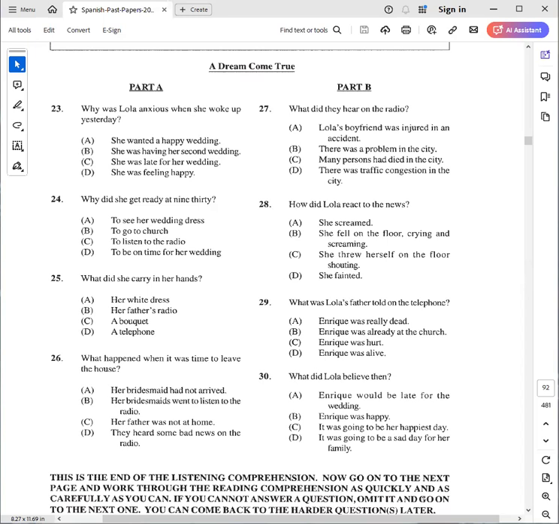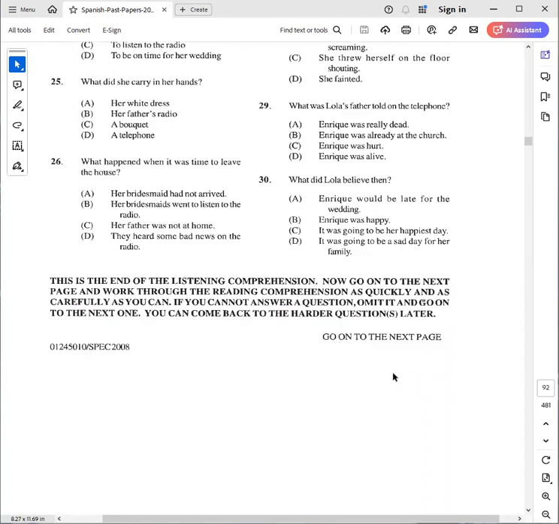So that's a rough translation, right? So number 27, what did they hear on the radio? A, Lola's boyfriend was in jail in an accident. Number 28, how did Lola react to the news? She fell on the floor crying and screaming. Number 29, what was Lola's father told on the phone? Enrique was alive. D. And number 30, what did Lola believe then? C. It was going to be a sad day for her family. Right? That's what she had believed, but that's what she thought.